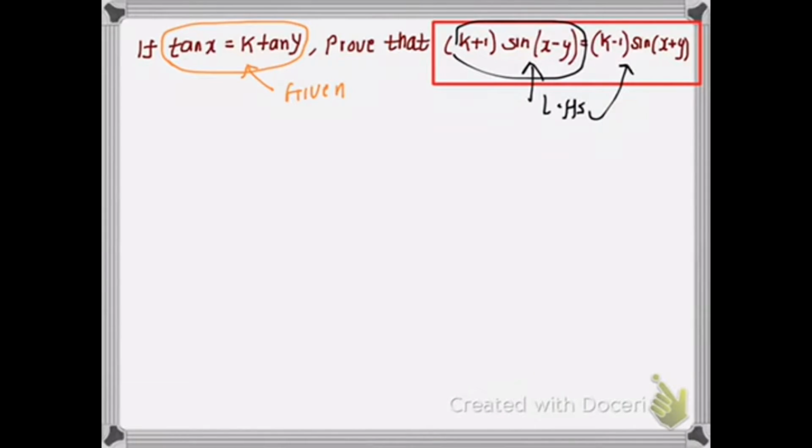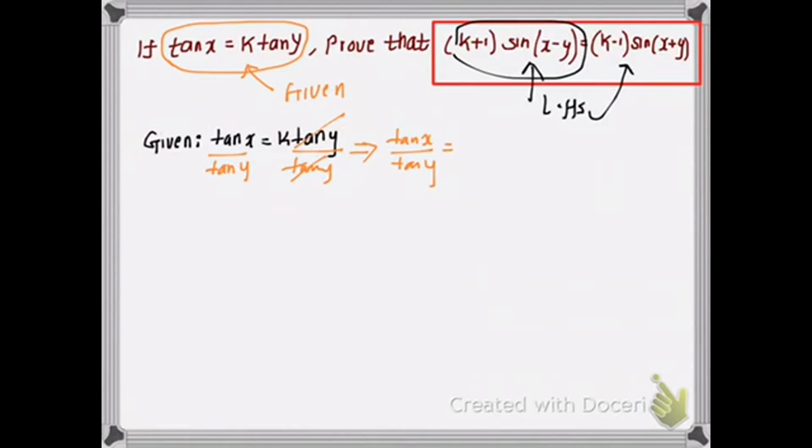So let me start from the given condition. Tan x is equal to k tan y. Now let me divide both sides by tan y. So tan y and tan y get cancelled out, so this implies tan x divided by tan y is equal to k. So we have the value for k, which is the ratio of tan x to tan y. Now let us jump into the proof part.